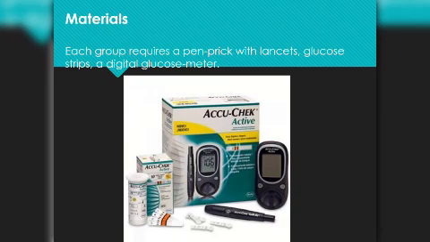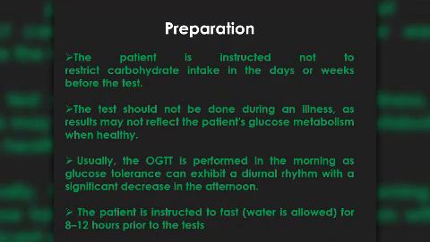Materials required. Each group requires a pen prick with lancets, glucose strips, and a digital glucose meter. In preparation, the patient is instructed not to restrict carbohydrate intake in the days or weeks before the test. The test should not be done during an illness, as results may not reflect the patient's glucose metabolism when healthy. Usually, the OGTT is performed in the morning, as glucose tolerance can exhibit a diurnal rhythm with a significant decrease in the afternoon. The patient is instructed to fast, that is, water is allowed, for 8 to 12 hours prior to the test.